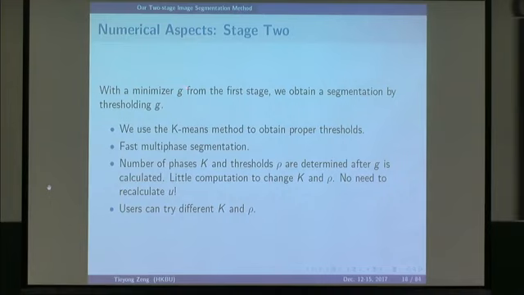You can obtain these values, and then you just do your thresholding. This is very fast, as the number of phases k and the parameters rho can be determined after G is fixed. That's to say, there is very little computation when you change this G.